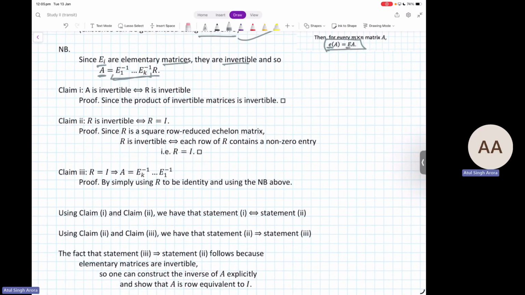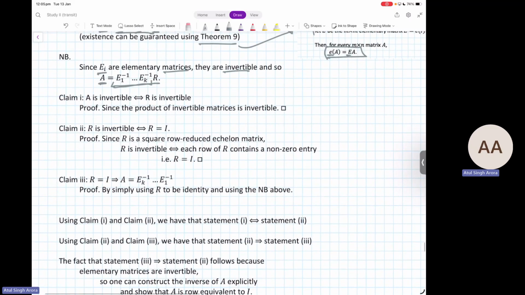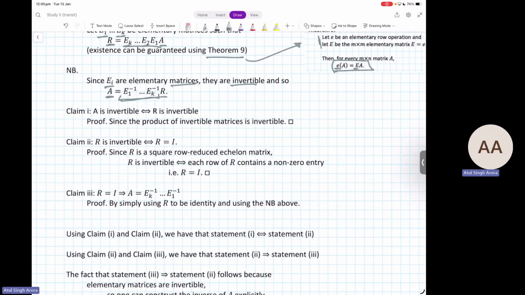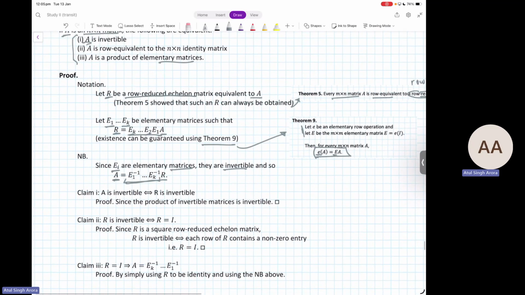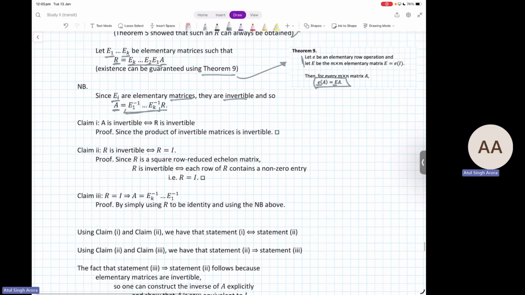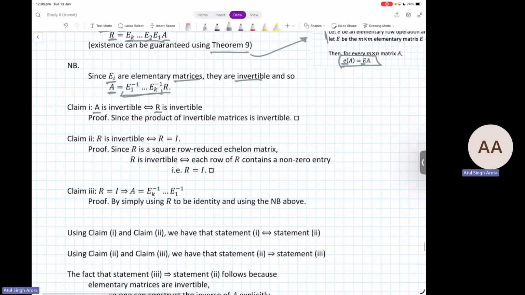Now we're going to have three claims, and then we'll use these three claims to establish the equivalence of the three statements that we have. These were the three statements: A is invertible, A is row equivalent to the identity, and A is a product of elementary matrices. So we'll show that these three are equivalent. The first thing we look at is that A is invertible is equivalent to R is invertible. And why is that? Because the product of invertible matrices is invertible.